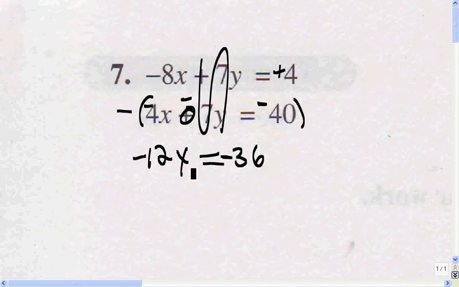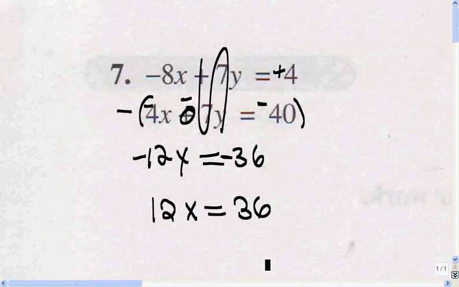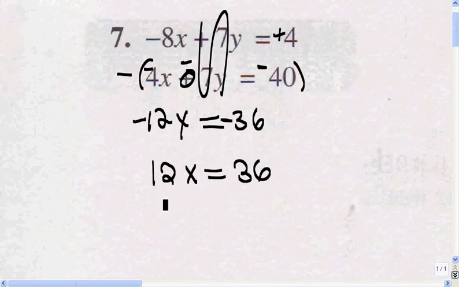Now, when you have negative on both sides of the equation, like we do here, it just automatically turns into a positive. All right? And then once I get to this point, to solve for x, since this is 12 times x, I do the opposite operation, which is division, right? So I'm going to divide by 12.